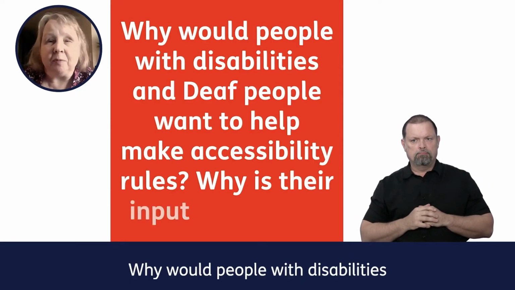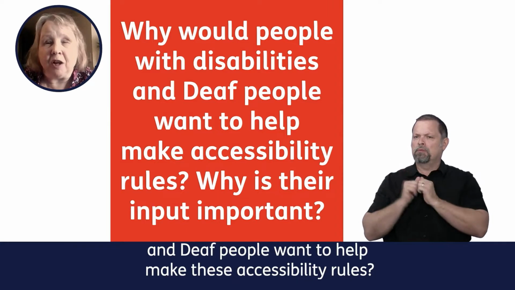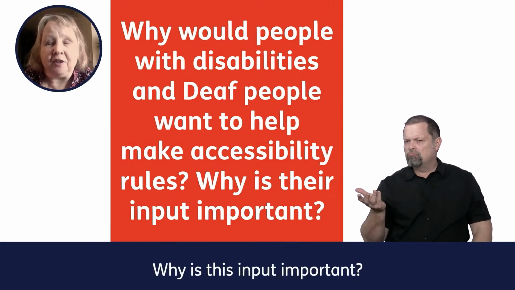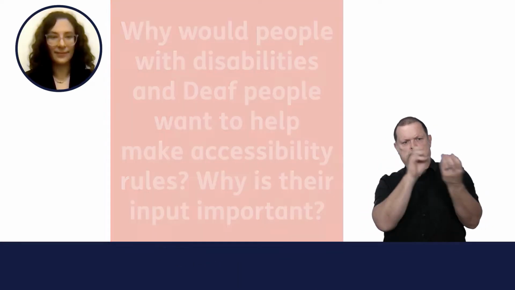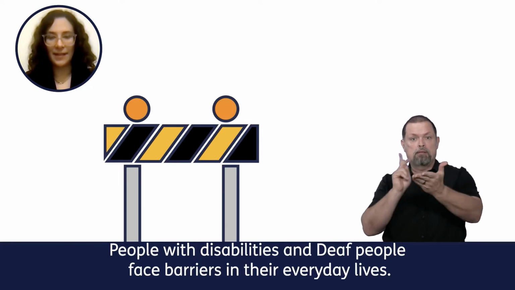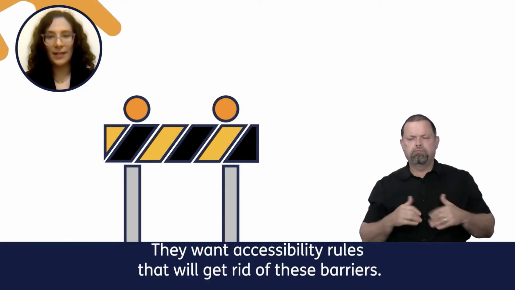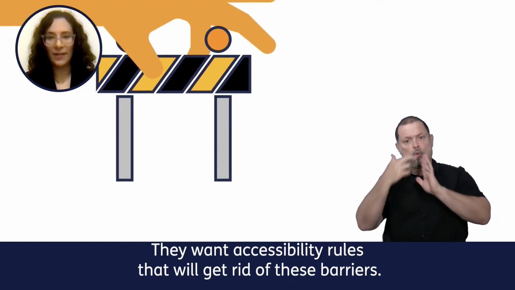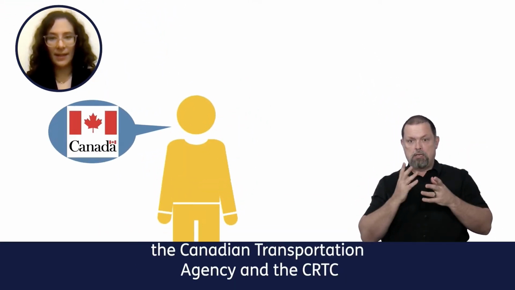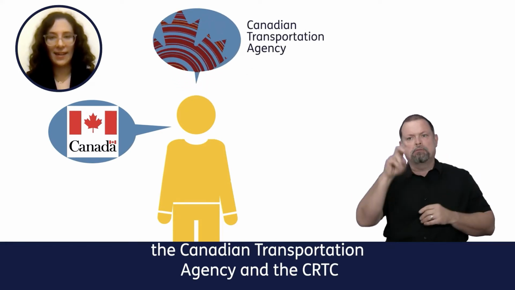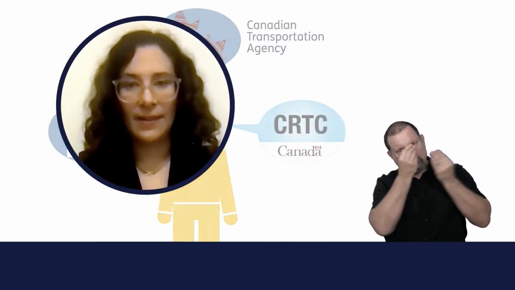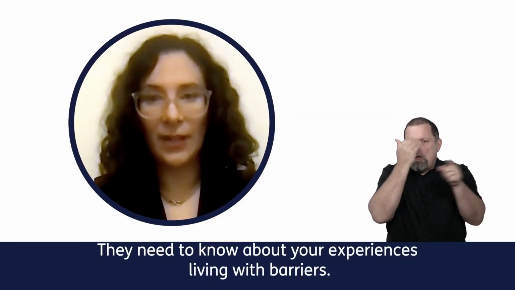Why would people with disabilities and deaf people want to help make these accessibility rules? Why is this input important? People with disabilities and deaf people face barriers in their everyday lives. They want accessibility rules that will get rid of these barriers. Taking part is a way to tell the government, the Canadian Transportation Agency, and the CRTC about your experiences living with barriers. They need to know about your experiences living with barriers.